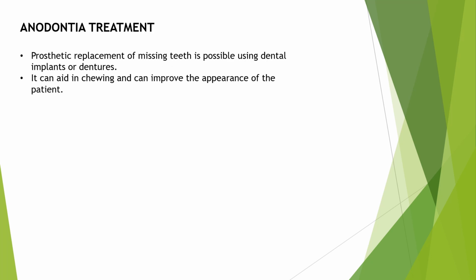Anodontia treatment. Prosthetic replacement of missing teeth is possible using dental implants or dentures. It can aid in chewing and can improve the appearance of the patient. So it's very simple. It's a prosthetic replacement of missing teeth using dental implants or dentures.